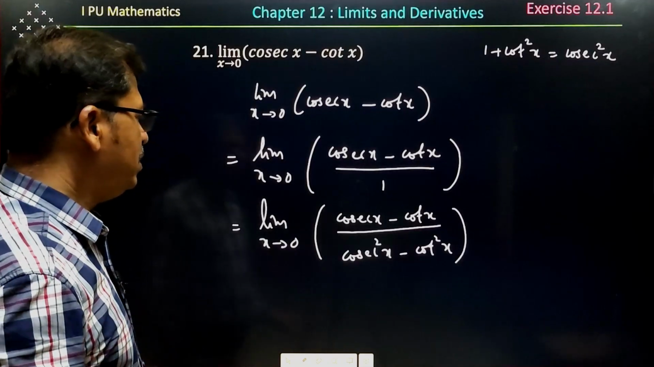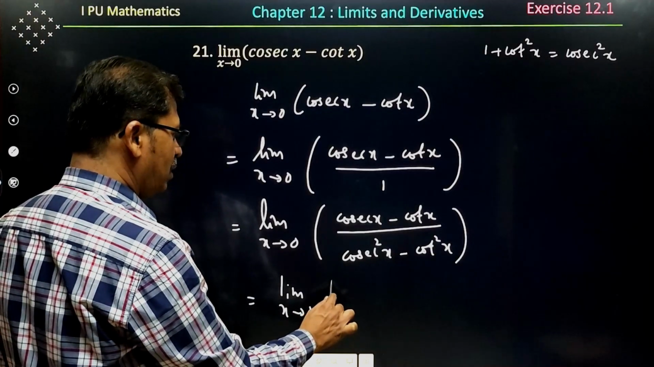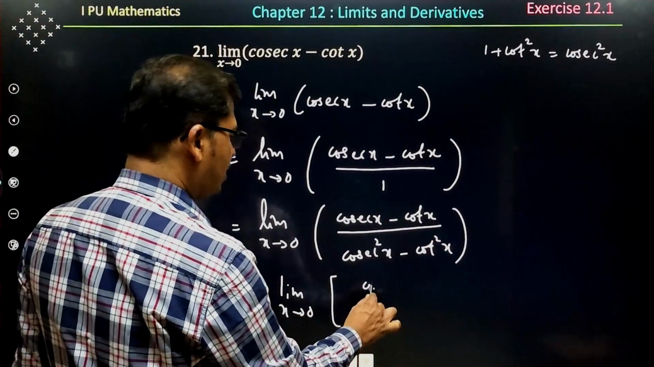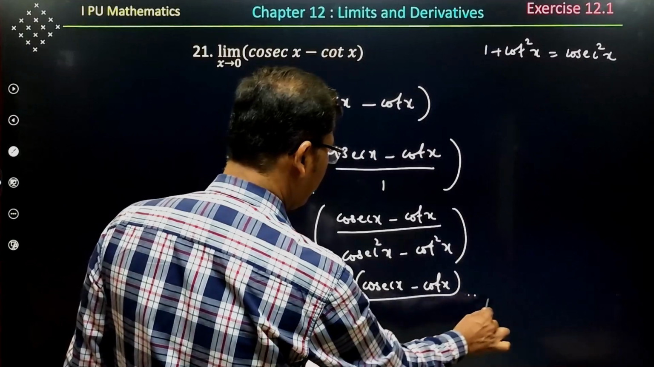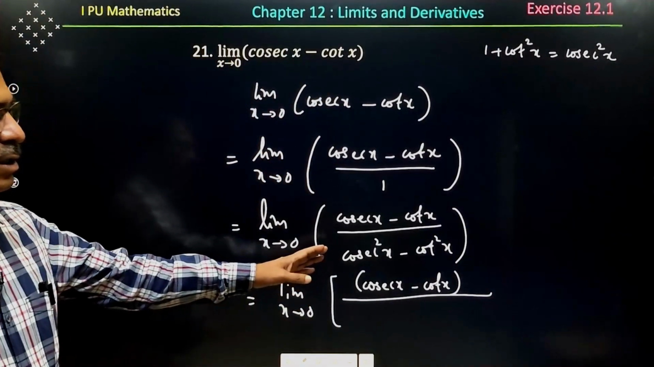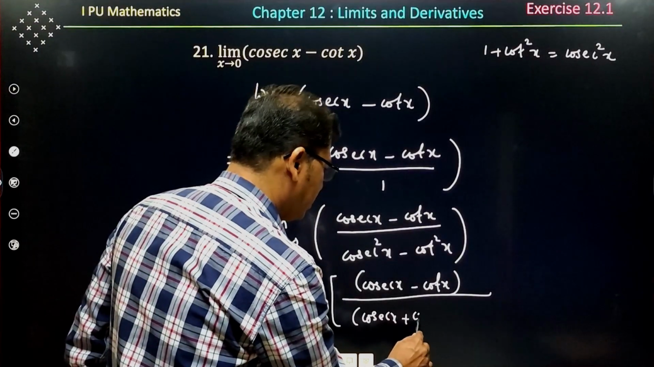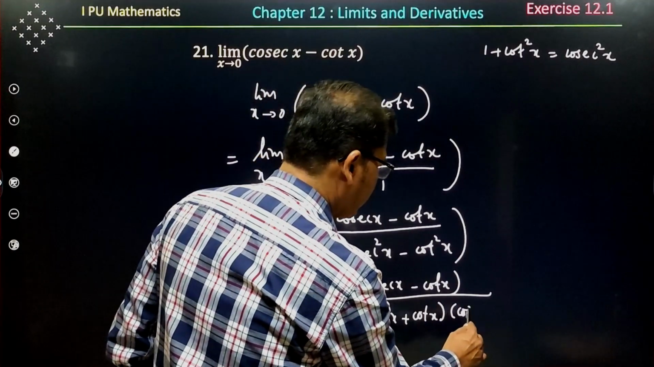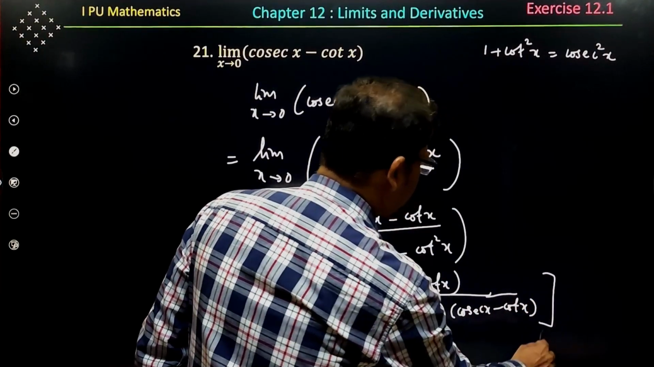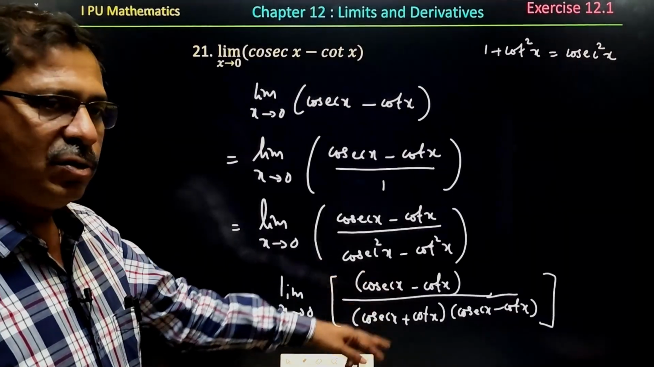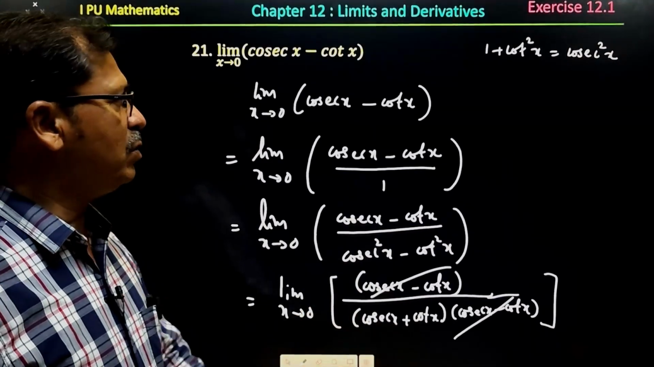Now this is equal to limit x tends to 0. Numerator as it is, cosec x minus cot x. But this denominator can be written in a square minus b square form, a plus b into a minus b: cosec x plus cot x into bracket cosec x minus cot x. So cosec x minus cot x, this one and this one cancel. 1 upon cosec x plus cot x remains.